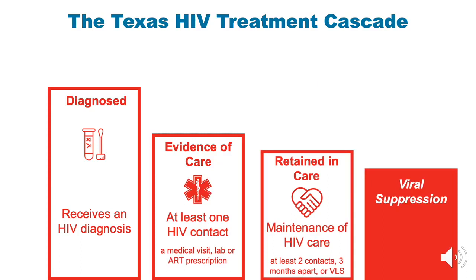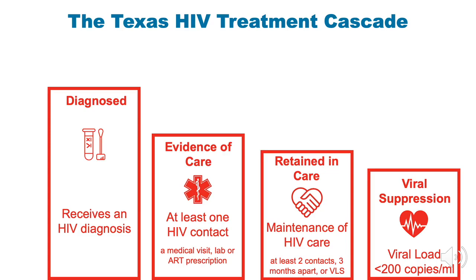Finally, we have viral suppression. Anyone whose last lab work of the year shows a viral load under 200 copies per milliliter is considered as having achieved viral suppression. The main goal of HIV treatment is to achieve viral suppression, which means the amount of HIV in the body is very low or undetectable. This is important for people living with HIV to stay healthy, have improved quality of life, and live longer. In addition, people who maintain viral suppression for at least 6 months do not transmit HIV sexually, as long as they continue to maintain an undetectable status.